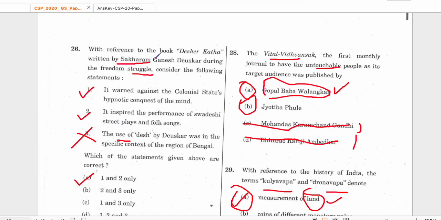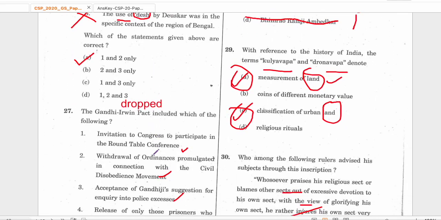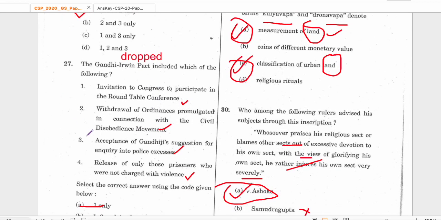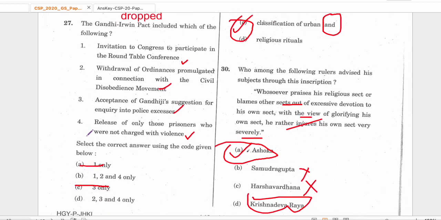Here you had to know Desher Katha, the use of Desh by Oscar in respect to the context of the region of Bengal. When they are talking about that, it warned against the colonial state's hypnotic conquest of the mind, going so deep, and it is also inspiring a movement as big as the Swadeshi movement, street plays, and folk songs. Then how can it be so narrow as to equate Desh with Bengal and not the whole country? So this was the logic which you had to apply. This question was dropped because all four statements were correct and they had not given options 1, 2, 3 and 4.